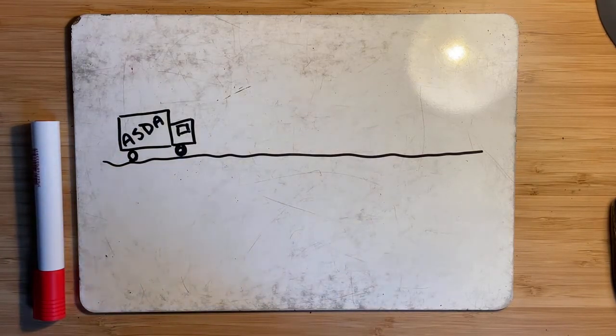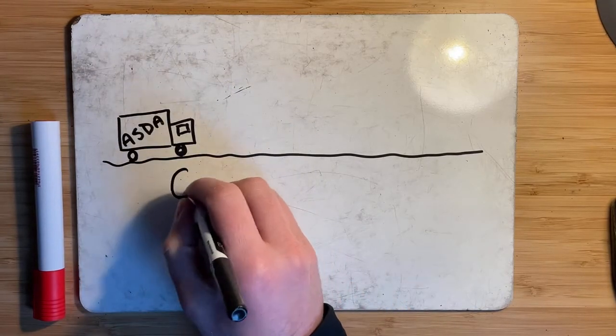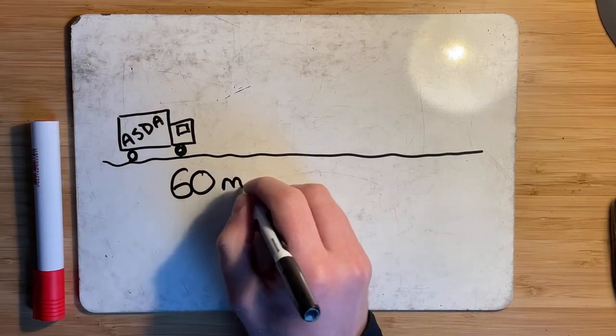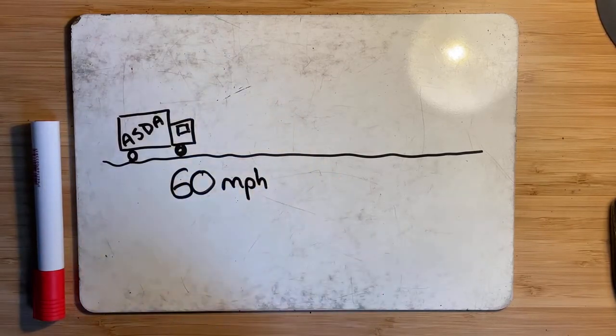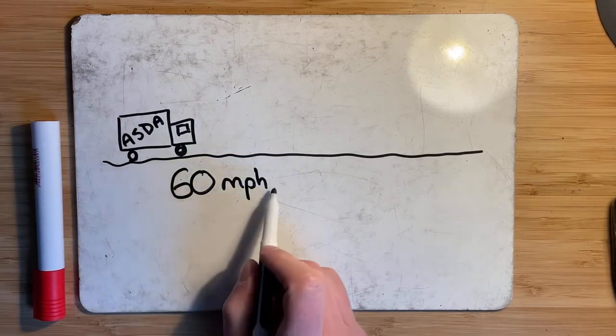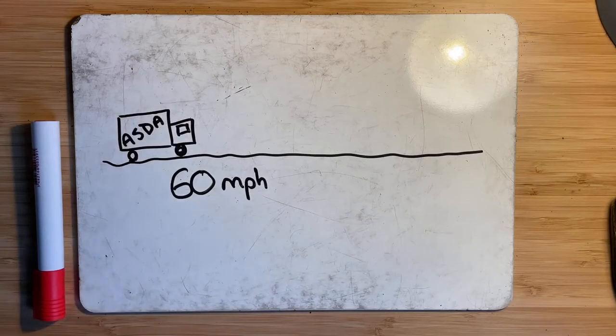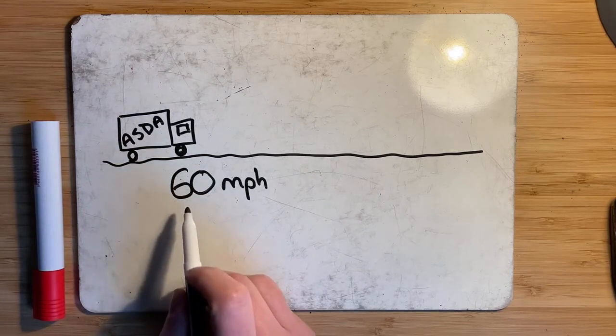So let's say that our Asda lorry is on the motorway, but because it's a lorry it doesn't go too fast, it can't get up to the usual speed on the motorway. So let's say that he is sticking at 60 miles per hour. That's usually abbreviated down to mph for miles per hour. That's how we would generally write that out. So if he is doing 60 miles per hour, that means per hour he would travel 60 miles.